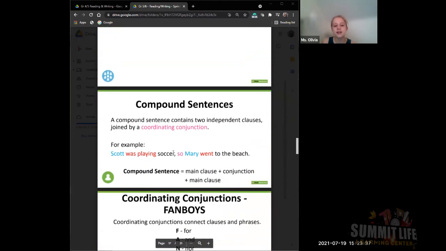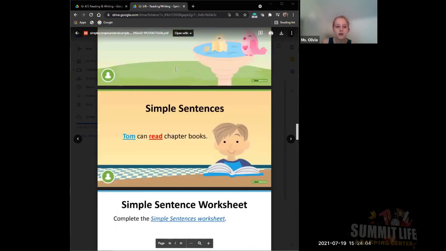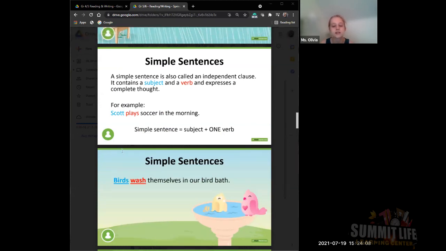All right, jump into something a wee bit harder now. This is what we're going to talk about today: compound sentences. A compound sentence contains two independent clauses. And Rachel, what do you need for an independent clause? What's our mathematical formula for an independent clause? A simple sentence equals what?